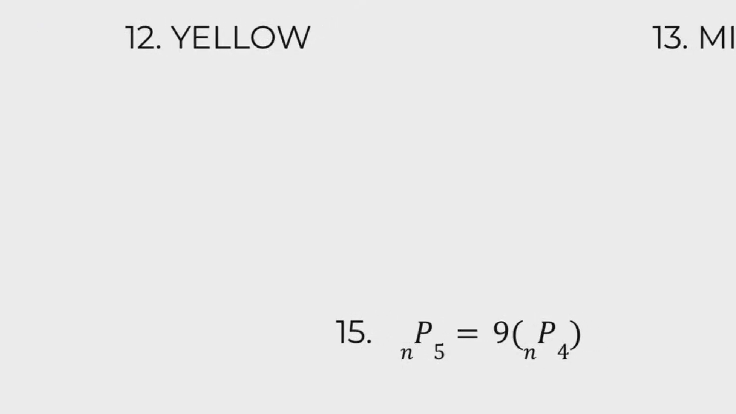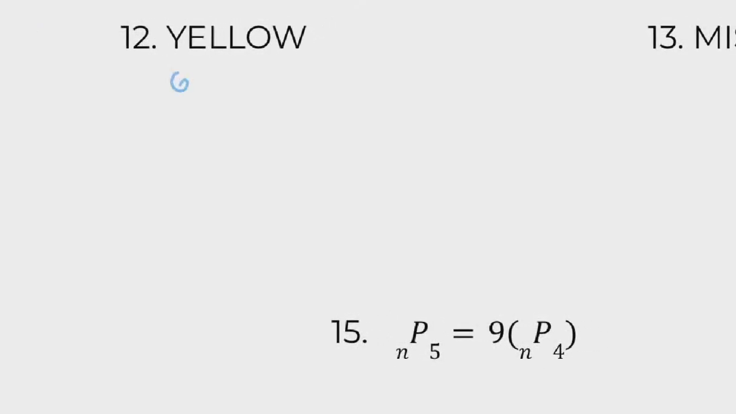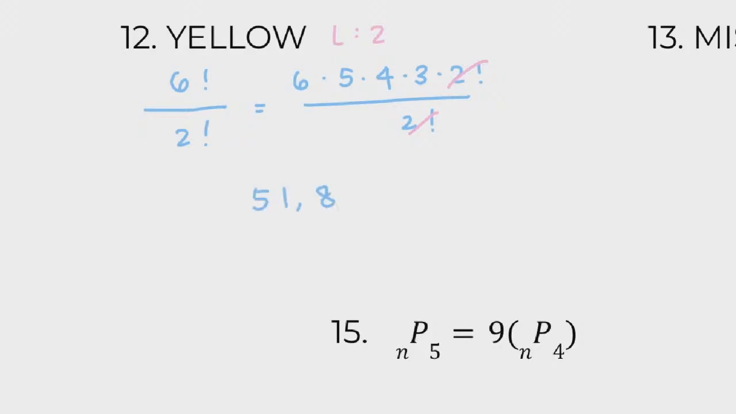For number 12, we have the word yellow that has 6 letters in it. So we have 6 factorial in the numerator. The letter L is repeated twice, so we have 2 factorial in the denominator. So when we write out 6 factorial, we're going to write it out until 2, because that's where it can cancel out with the denominator. So we're multiplying 6 times 5 times 4 times 3, and that is 360.